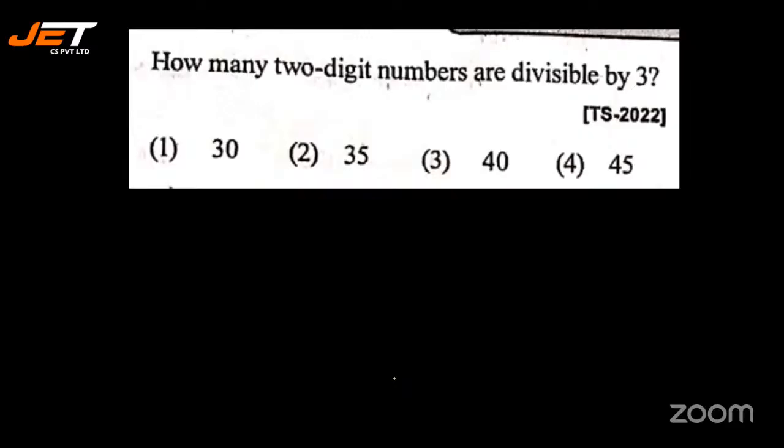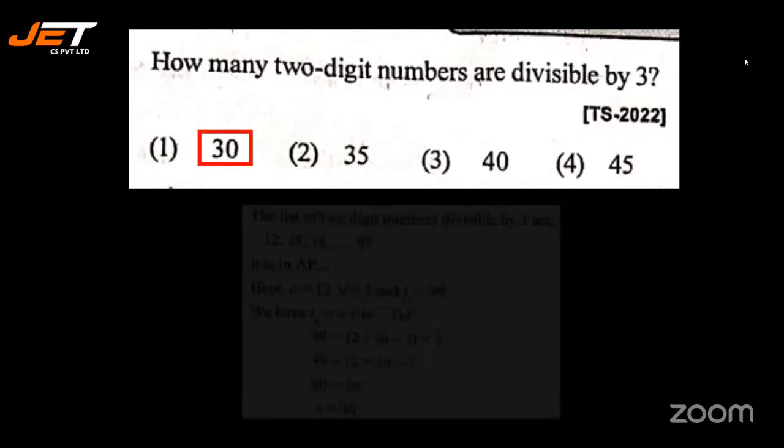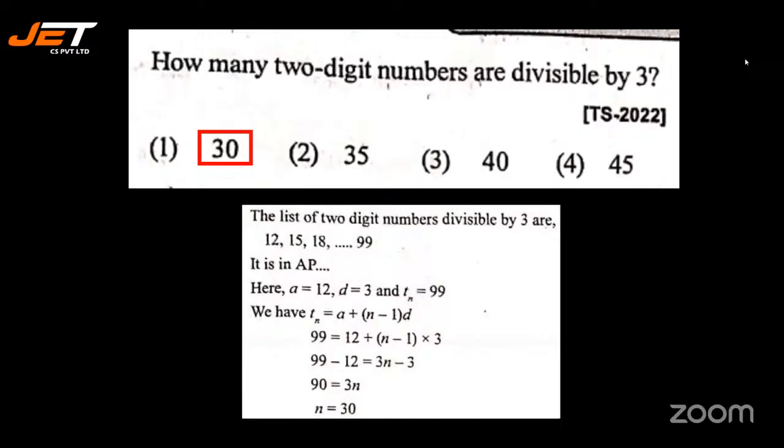All right. Now, how many two-digit numbers are divisible by 3? So you can see here the list of 2-digit numbers divisible by 3 are 12, 15, 18, and so on to 99. So it is in AP. a is 12, d is 3, last term Tn is 99. So you can put Tn as 99 is equal to a plus n minus 1 into d. Thereby we'll get n is equal to 30.